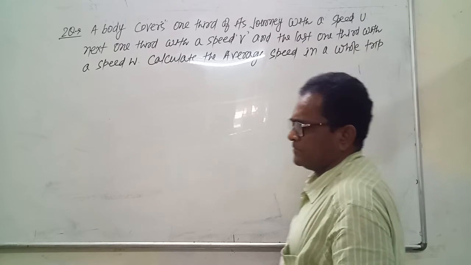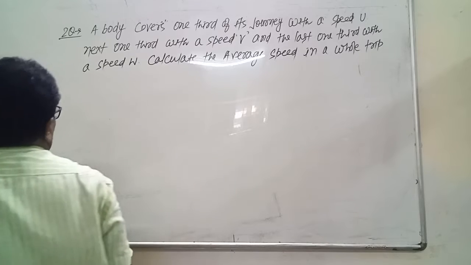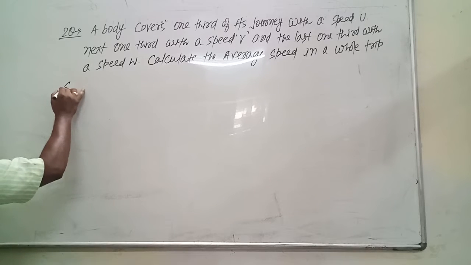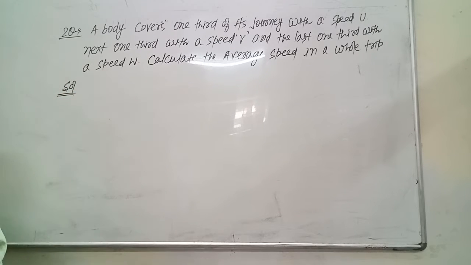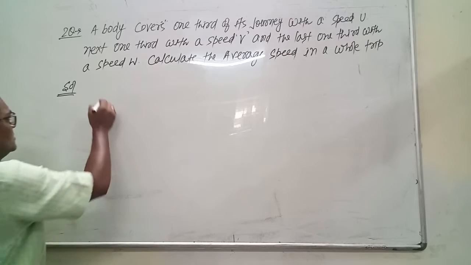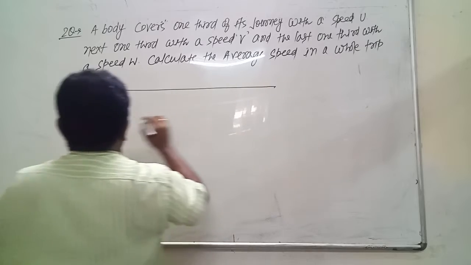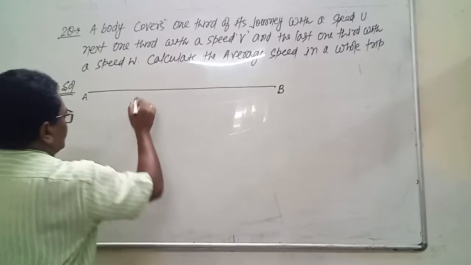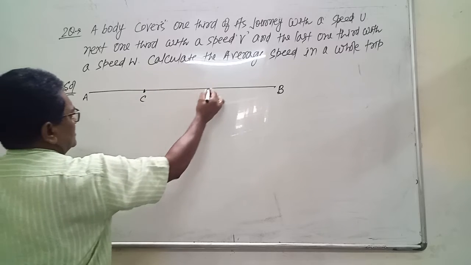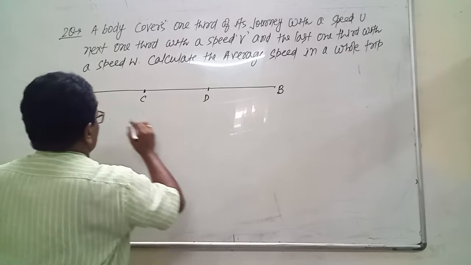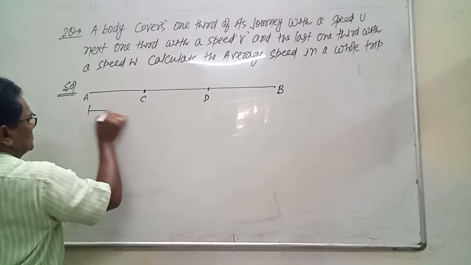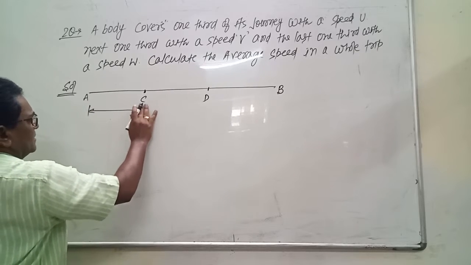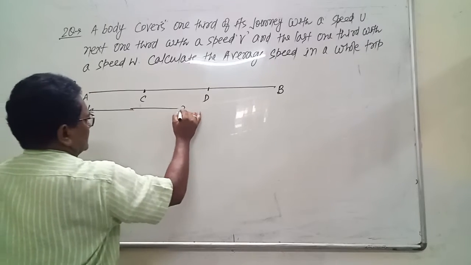पूरी जर्नी में इसकी एवरेज स्पीड कितनी है, ये हमें फाइंड आउट करना है। A body covers 1/3 of the journey with a speed u. Suppose the track is AB, this is C, this is B. So the total distance of the track is x.